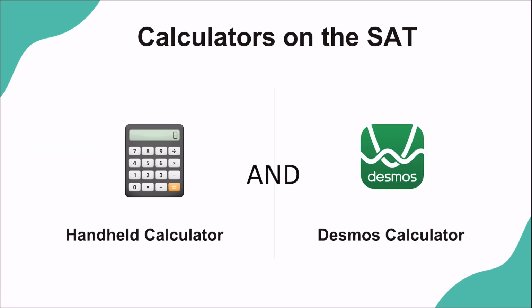So I know we talked about this a little bit in the overview video, but there are basically two camps of calculators on the SAT. First is your handheld calculator, and these are the ones that you're probably using in math class. You charge these and bring them to the test day, and they do addition, subtraction, multiplication, division, things of that sort. Now, the second camp is the Desmos calculator.